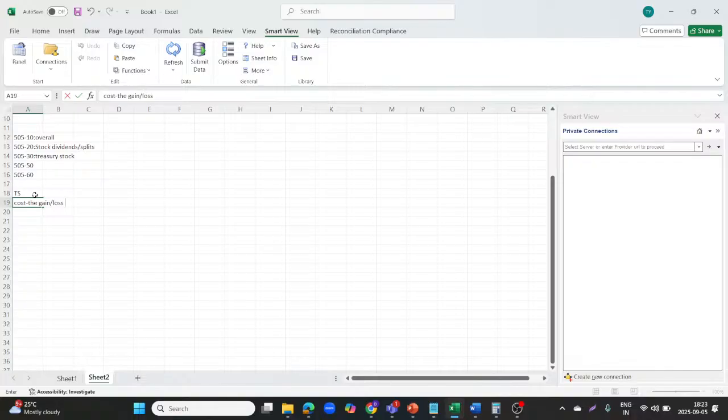The second is par value. Par value means the gain or loss is calculated upon repurchase. Cost, the gain or loss is calculated upon reissue. The cost method is used approximately 95% of the time, whereas the par value method is used 5% of the time by the entity. So it can be accounted for in two ways, either the cost method or the par value method.